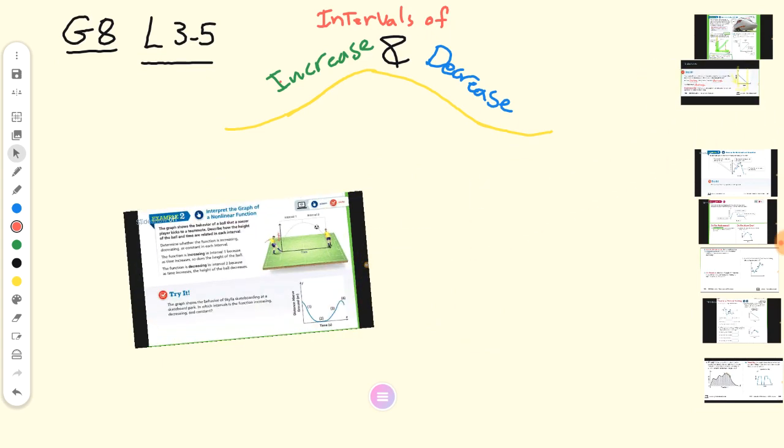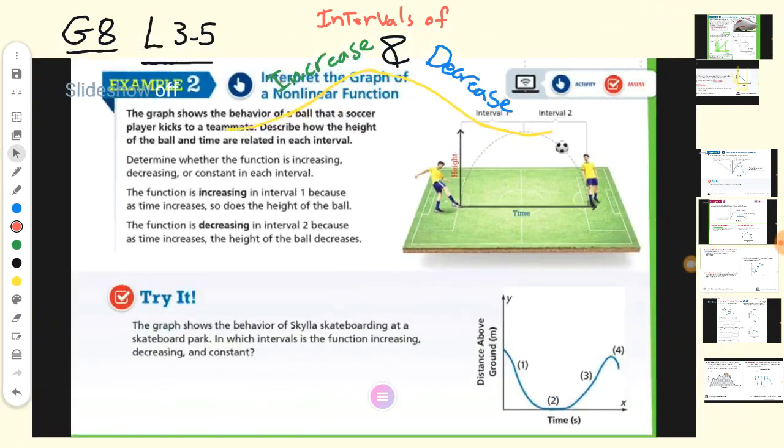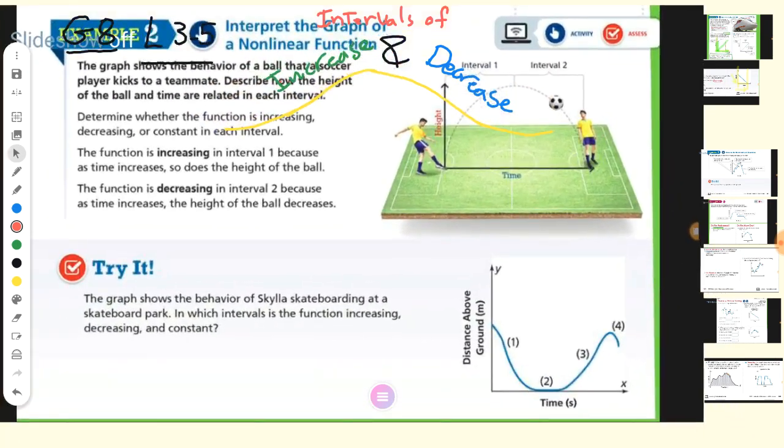Let's move to the next page. We'll try the Try It One. Try It One here. The graph shows the behavior of a skateboarder at the skateboard park. In which intervals is the function increasing, decreasing, constant? Okay, actually, we were right. Increase, decrease, constant.